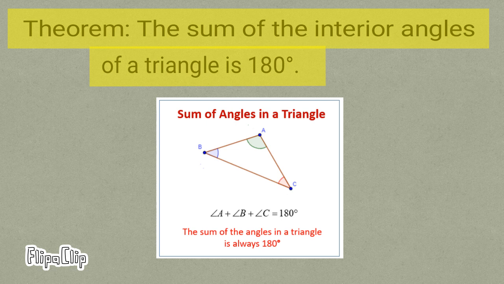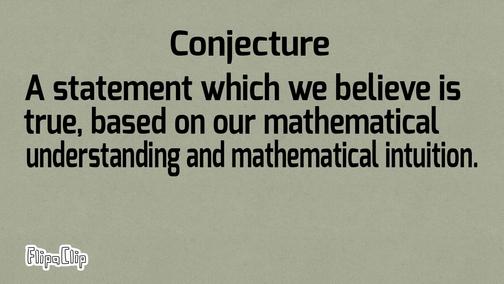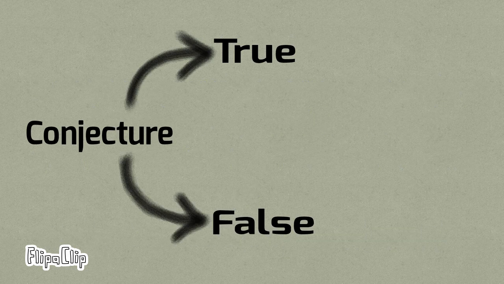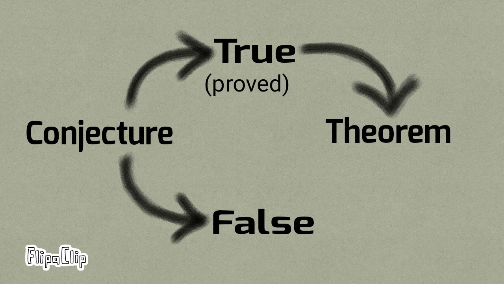Now, what is a conjecture? A conjecture is a statement which we believe is true based on our mathematical understanding and experience. That is our mathematical intuition. The conjecture may turn out to be true or false. If we can prove it, then it becomes a theorem. Mathematicians often come up with conjectures by looking for patterns and making intelligent mathematical guesses.